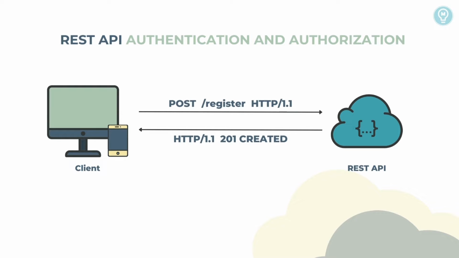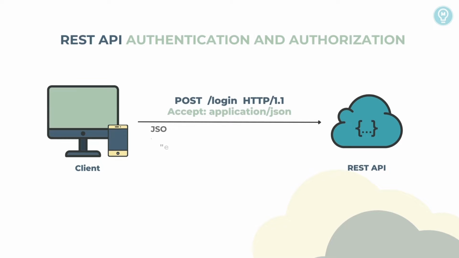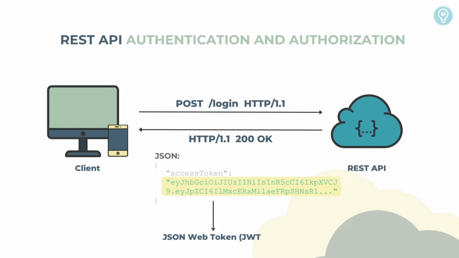Then to access the API, the client must authenticate by making, usually, a POST request to a login endpoint, passing the credentials entered on the registration request. If the credentials are valid, then the API should return a success response with an access token on the body response, which is a JSON Web Token.